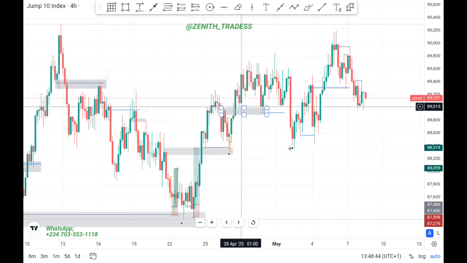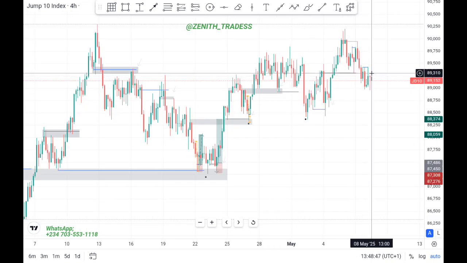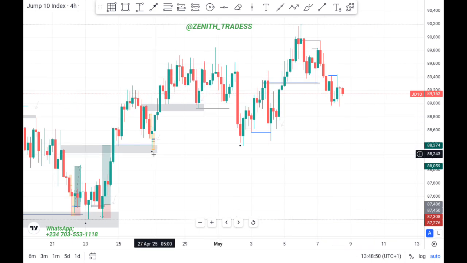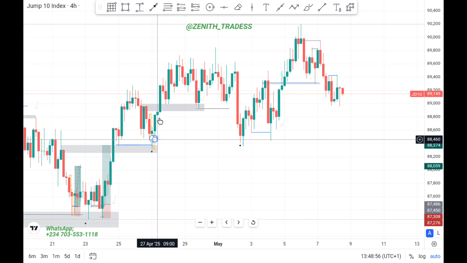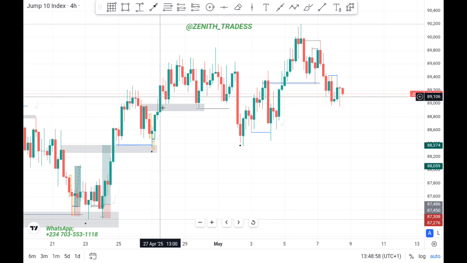So we are still following the 4H bullish. The 4H is still bullish even till the end of this price action. This is our last strong low. Every strong low will give us a new high, right? And at the start of every strong low, we expect a 4H fair value gap.